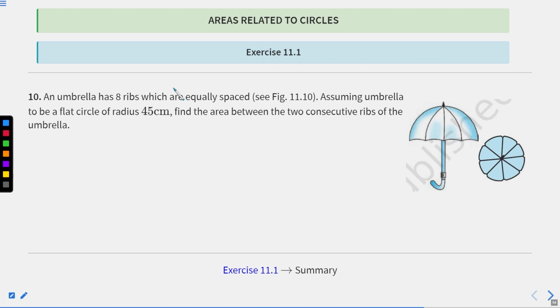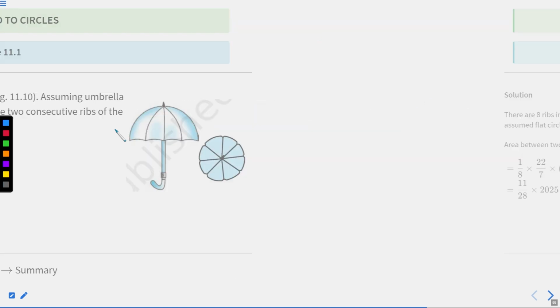So we are given this: an umbrella has 8 ribs which are equally spaced. You can see this figure. Assuming the umbrella to be a flat circle of radius 45 centimeter, find the area between 2 consecutive ribs of the umbrella. Okay, so let us see how to solve it.